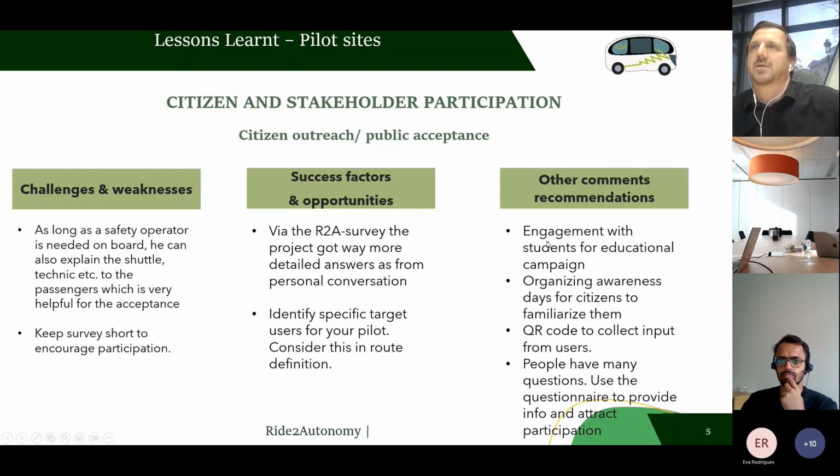Other comments, engagement with students for educational campaign. That was classes, activities, organizing awareness days for citizens, and a QR code to collect input from users, just to make it easy. And just to comment that people have many questions, to use this questionnaire to provide info and attract participation. So that also goes with the safety operator on board. It seems very useful to open it up to questions for people and to answer their curiosities.